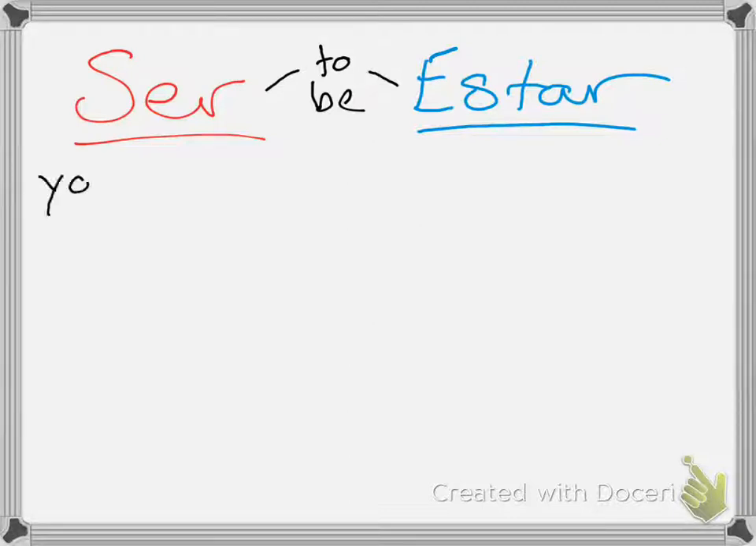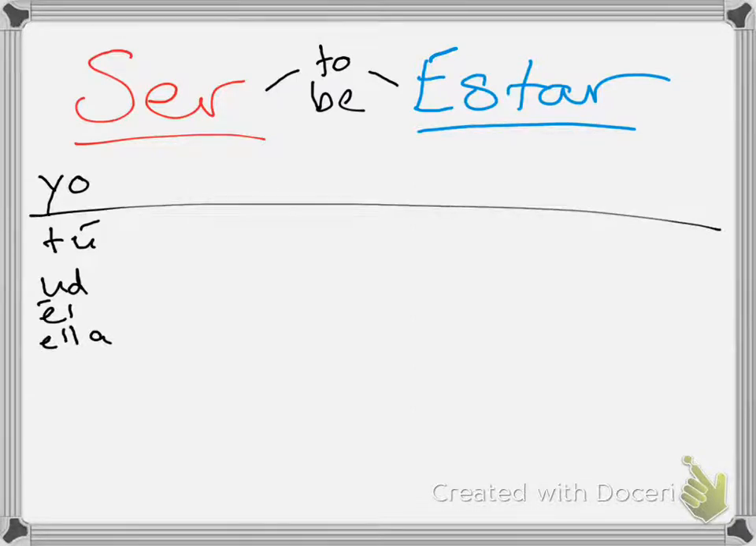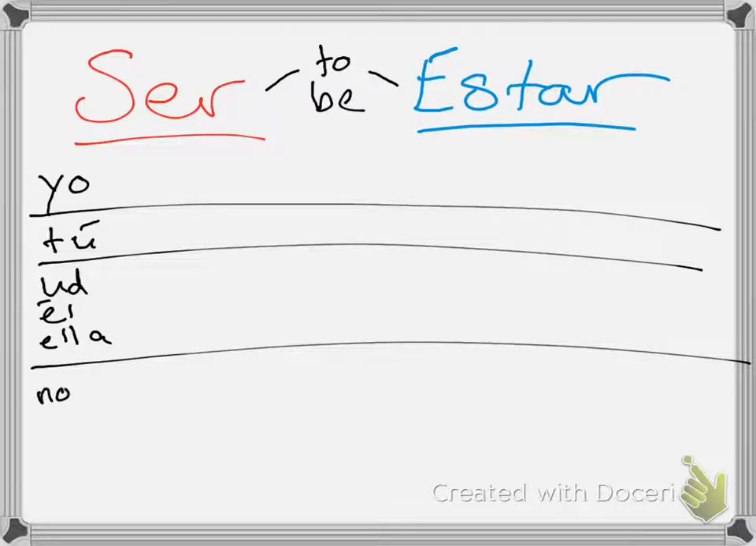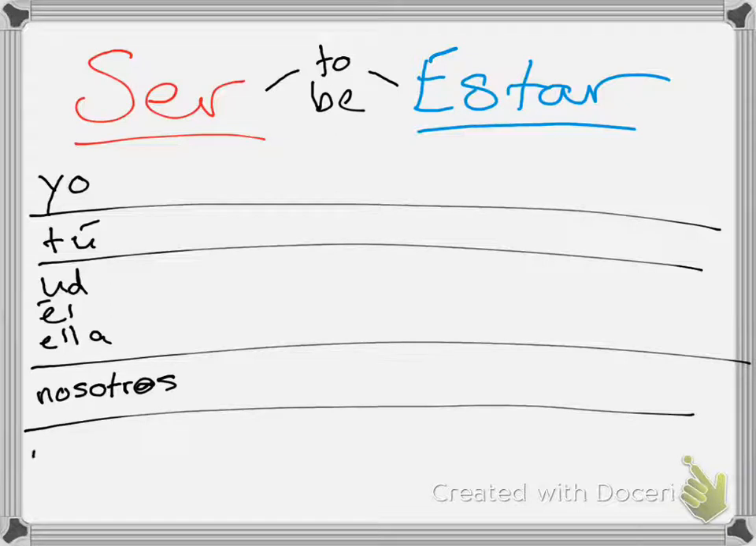So we're going to have our subject yo, our subject tú, our subject usted, which also goes with él and with ella, right? Let's line across here. And we have nosotros. And then we have ustedes and ellos and ellas, right? At the bottom.